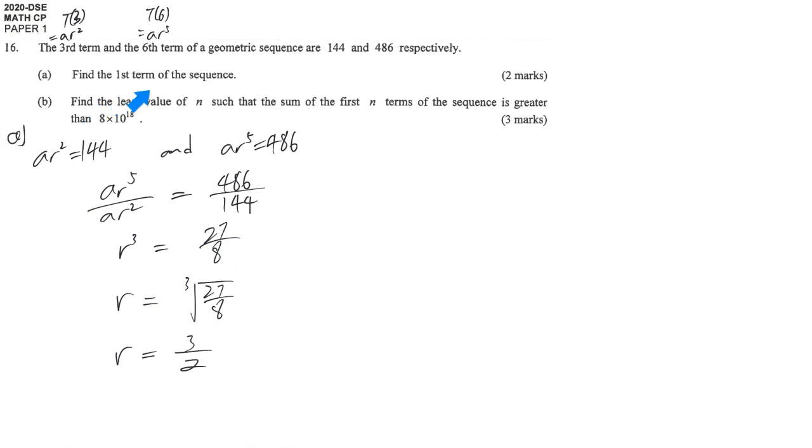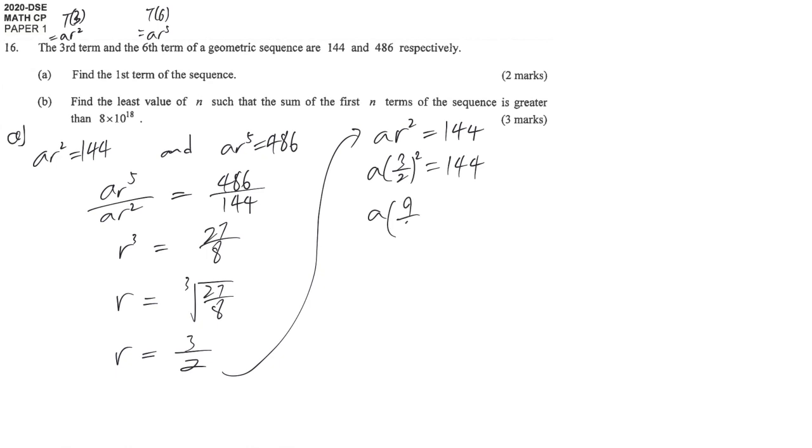And then in part A, we didn't finish. We still need to get A. So we recall that a r power 2 is equal to 144. So a times 3 over 2 bracket square equals 144. Just get it very carefully. Don't make careless mistakes. Which is 64. Now we have the full picture of this geometric sequence. A equals 64 while the ratio is 3 over 2.